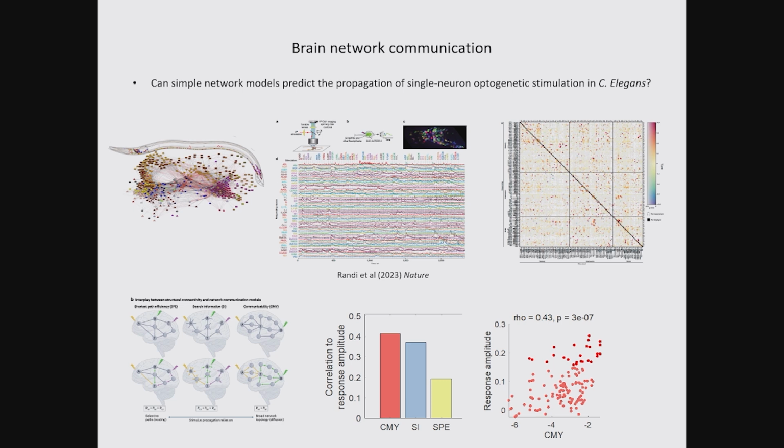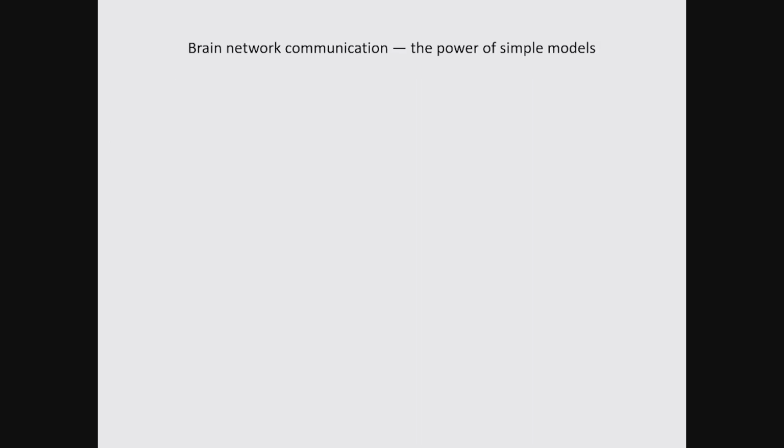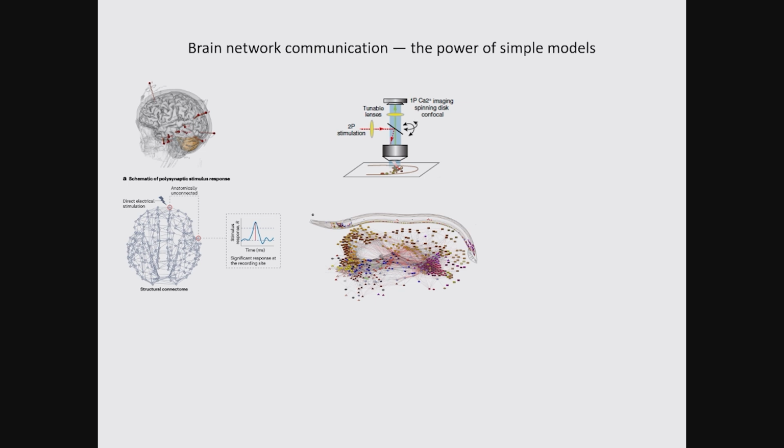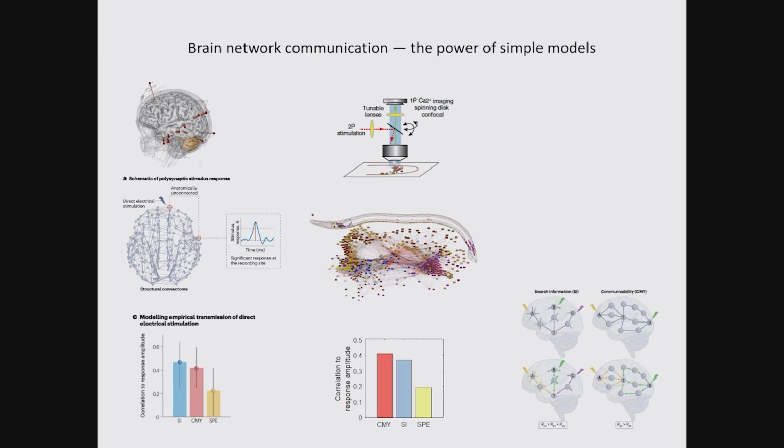So this, again, is stimulus propagation between anatomically unconnected neurons in this case. And what is really cool is that I think this exemplifies the power of simple models. We have electrical stimulation in white matter connectivity. We have optogenetic stimulation in synaptic connectivity. And we can use exactly the same models to predict both things.